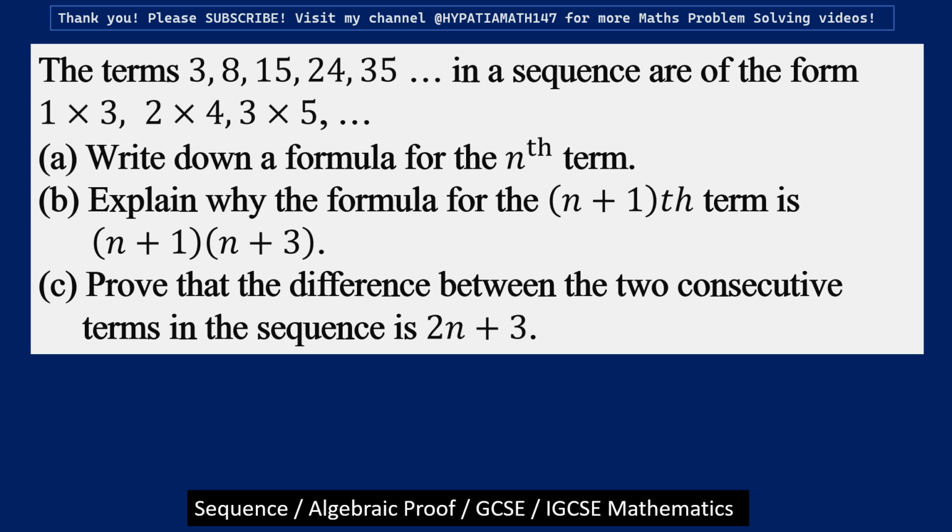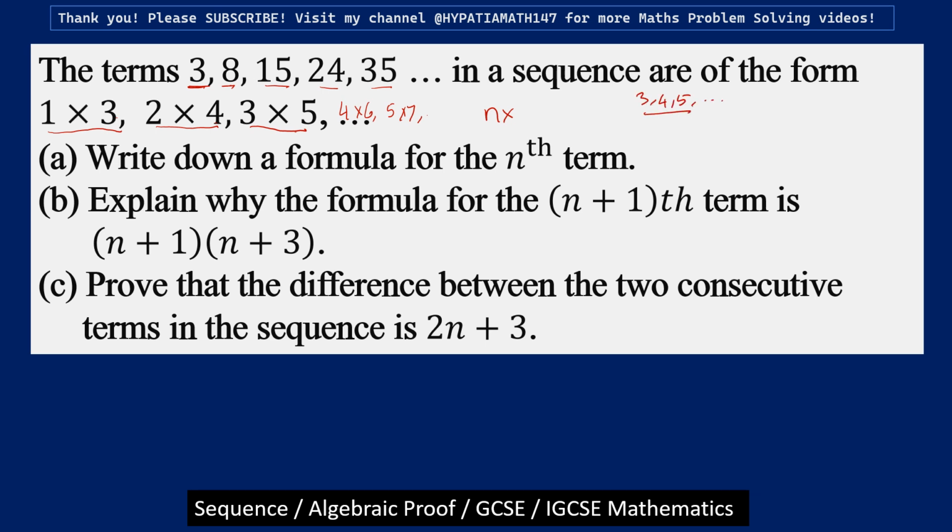So what we start with is, we have been given already how the sequence is formed. So 3 is 1 times 3, and then 8 is 2 times 4, 15 is 3 times 5, so 24 would be 4 times 6, and 35 would be 5 times 7, and so on. So therefore it's quite easy to write the sequence in terms of n. The first factors 1, 2, 3 are going to be n, and then the second factors are 3, 4, 5.